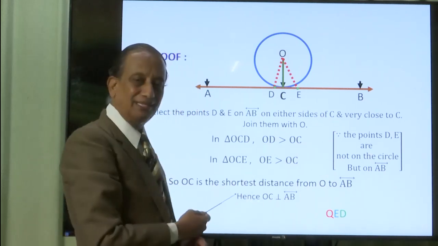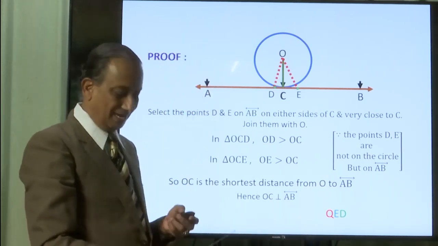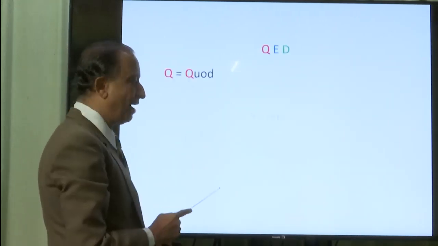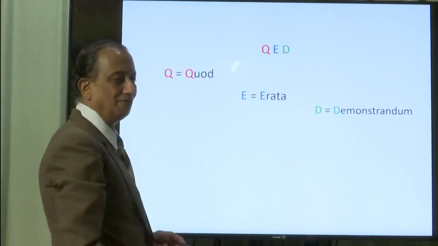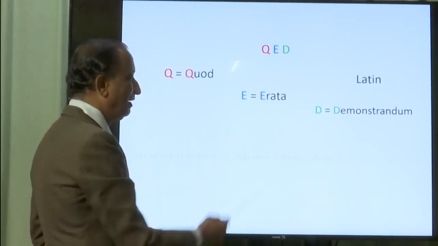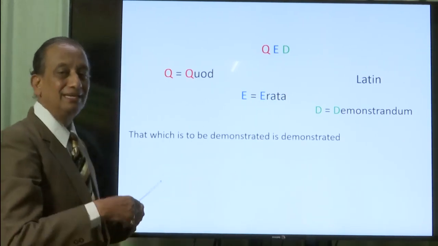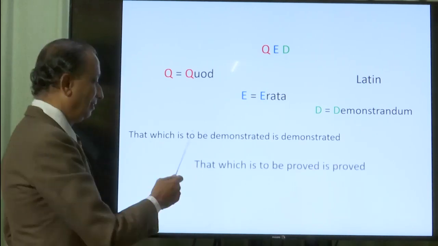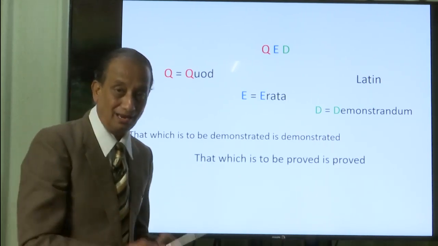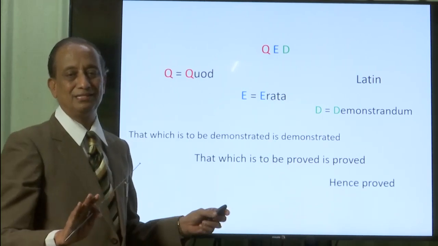Once we complete this theorem, it is convention to write QED. So what is this QED? QED is nothing but Q for quod, E for erat, D for demonstrandum. In fact this is in Latin language. The meaning of this is: that which is to be demonstrated is demonstrated, that which is to be proved is proved, that which is to be established is established, or simply you can say hence it is proved.